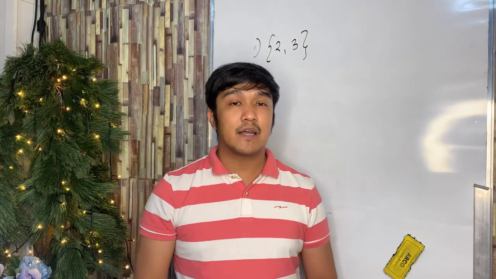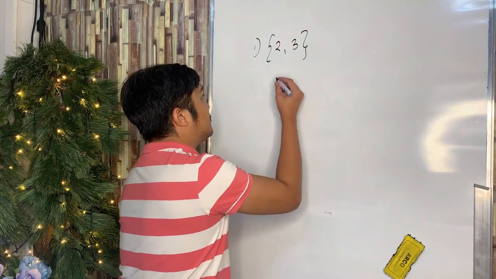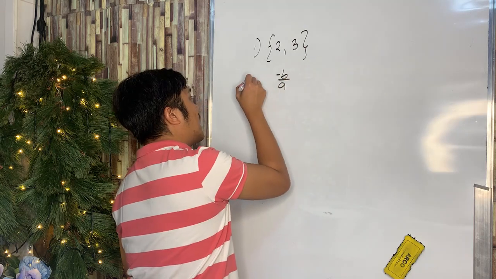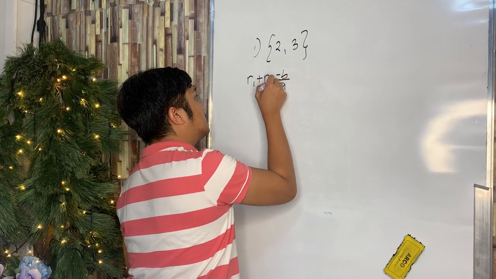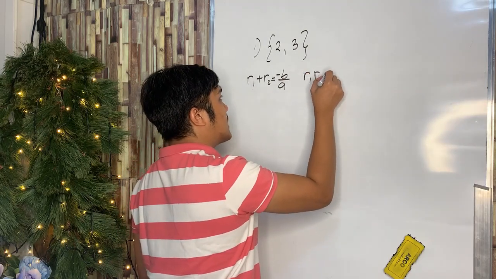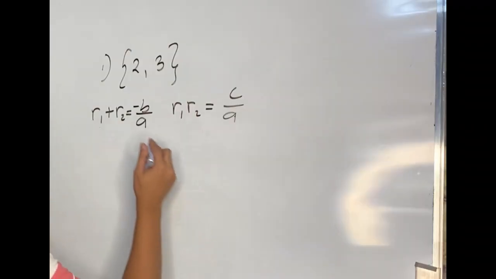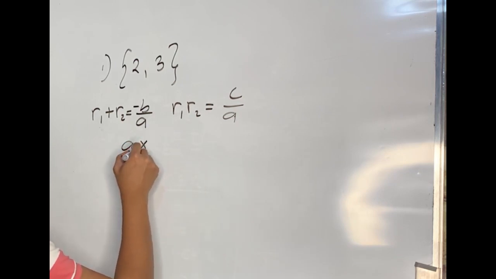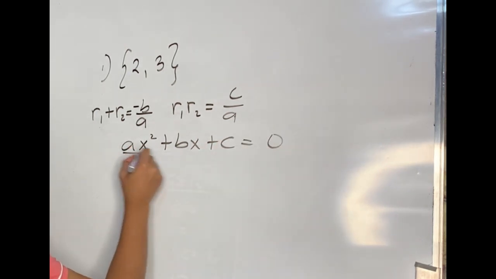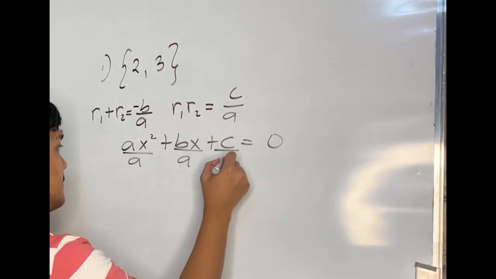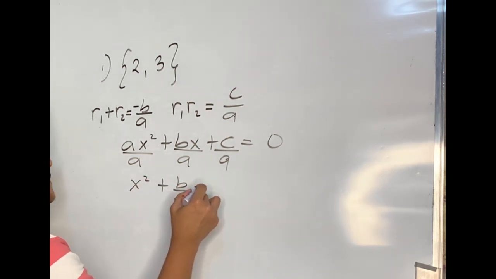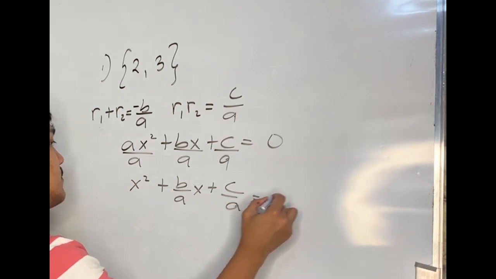We all know that the sum of the roots is equal to negative b over a, or r1 plus r2 is equal to negative b over a. And our r sub 1, r sub 2 as our product is c over a. Now let's derive by using ax squared plus bx plus c is equal to 0. Dividing all by a, we have x squared plus b over a x plus c over a is equal to 0.